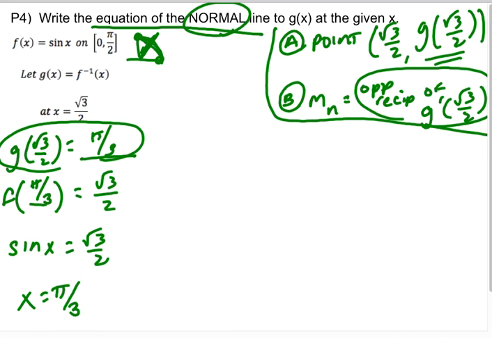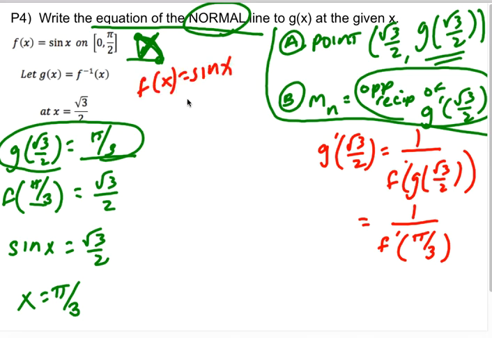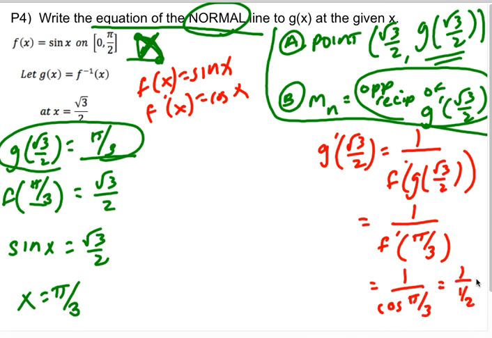The next thing I'm going to need is an f prime, right? Because we know that g prime of root 3 over 2 should be 1 over f prime of g of root 3 over 2. Well, we just found g of root 3 over 2, right? It's pi over 3, so this is 1 over f prime of pi over 3. So I need to know what f prime is. So f of x was sine of x. f prime of x is going to be cosine of x. So this is going to be 1 over the cosine of pi over 3, which is 1 over 1/2, or 2.